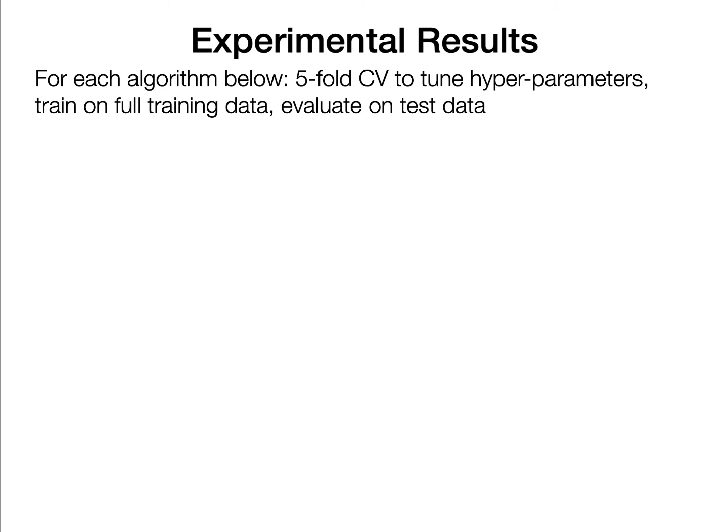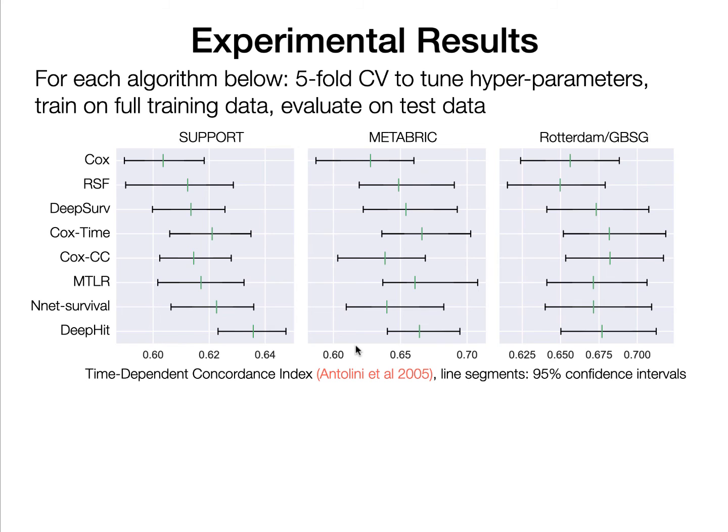Okay? So in terms of the experimental results, basically what I'm about to show you is for a bunch of different survival estimators. For each of them, I'm going to do 5-fold cross-validation to tune hyperparameters. I'm going to select the best one, train on full training data set, and then evaluate the trained model on the test data. Okay? And I'll report test data time-dependent concordance indices. So here, the different columns correspond to, well, one's for the support data set, one's the Metabrick data set, and then the last one is train on Rotterdam, test on GBSG.